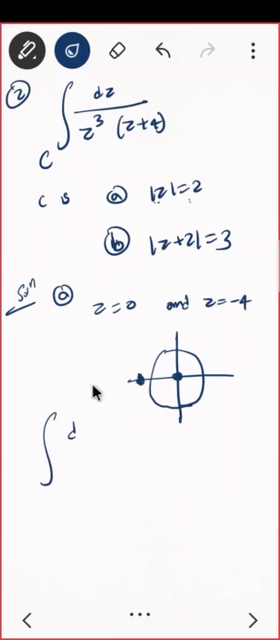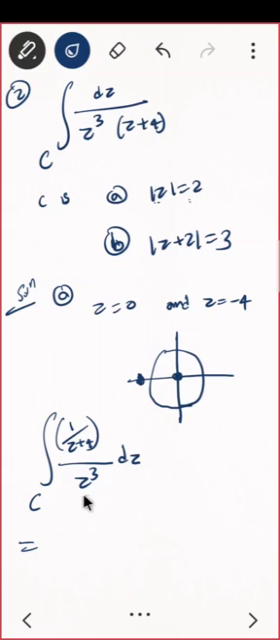So I can rewrite the question like this: the integral of 1 upon (z plus 4) divided by z cube dz. Tell me, can I use my Cauchy integral formula here? Either you use Cauchy integral or residue, both are the same. You'll get the same answer whatever you use. Here it is easily visible that this is Cauchy integral, because I am dealing with only one singularity at a time.